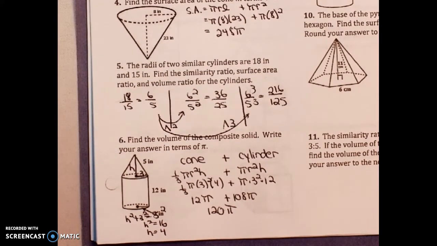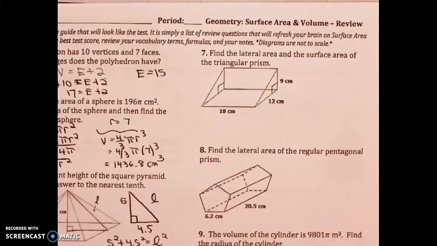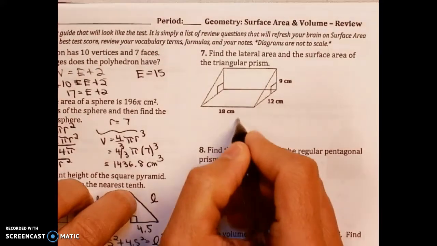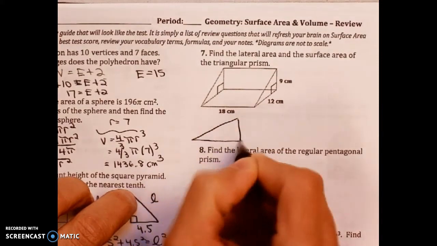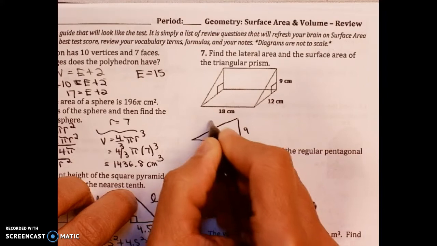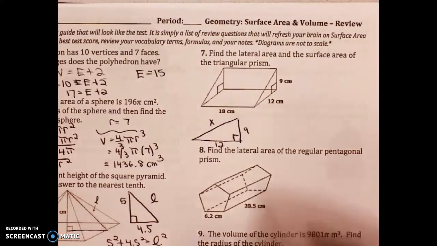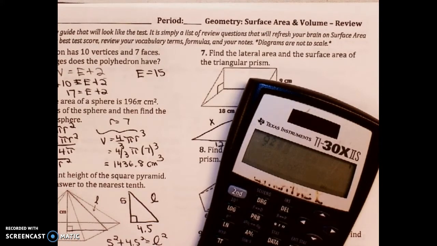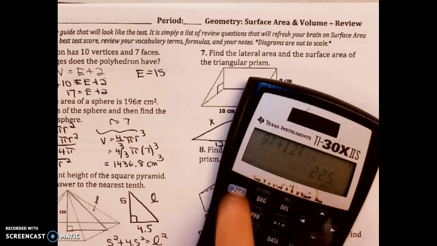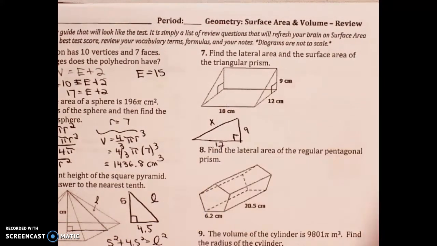Okay, question number 7. We have a triangular prism. That means my base is a triangle. So anytime it refers to big B, we're talking about the triangle. So let's actually go ahead and pull that triangle out. I see 12 and 9. Again, I'm going to label this to be x, and I'm going to use Pythagorean's theorem to solve. And we end up with 15.